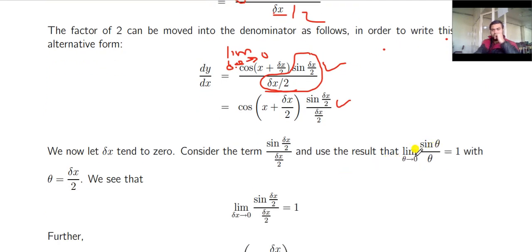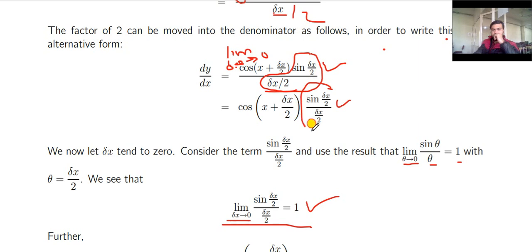So when limit theta tends to 0, sin theta upon theta is 1. Here the angle theta is del x by 2. The angle is del x because limit del x tends to 0. When del x is 0, 0 by 2 is also 0. So for sin(del x by 2) divided by del x by 2, the answer of this term is 1.